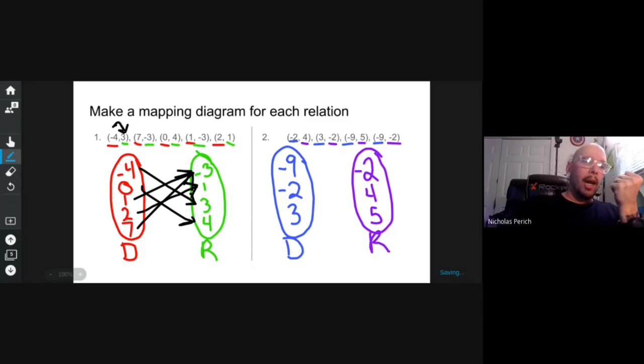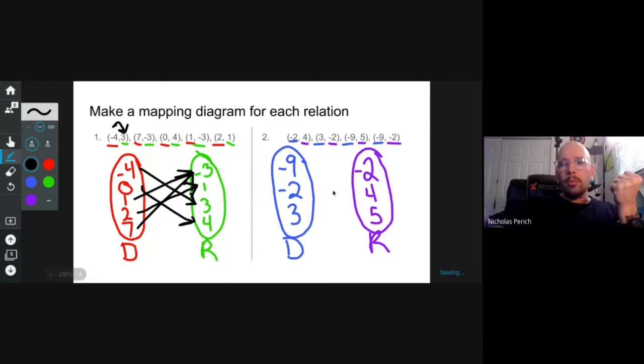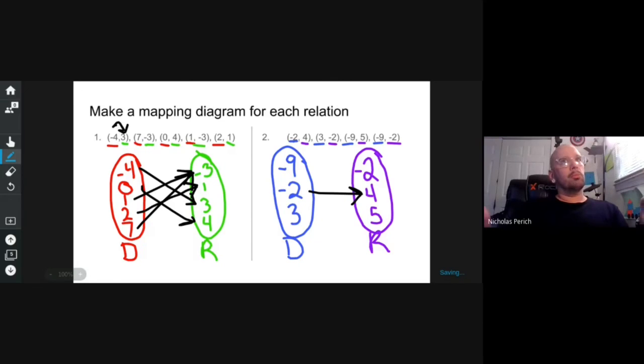Now I need to draw my arrows. So going left to right, -2 goes to 4. 3 goes to -2. -9 goes to 5. And -9 goes to -2.